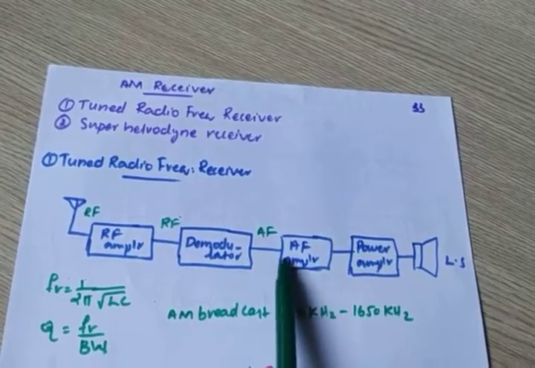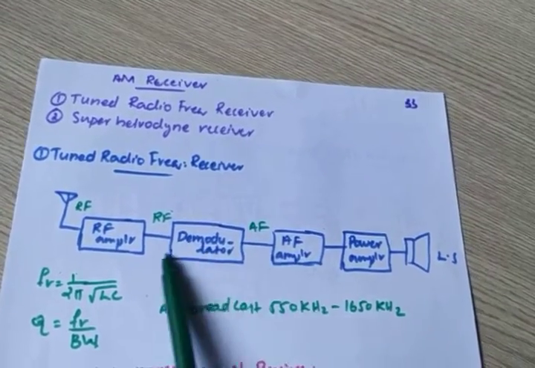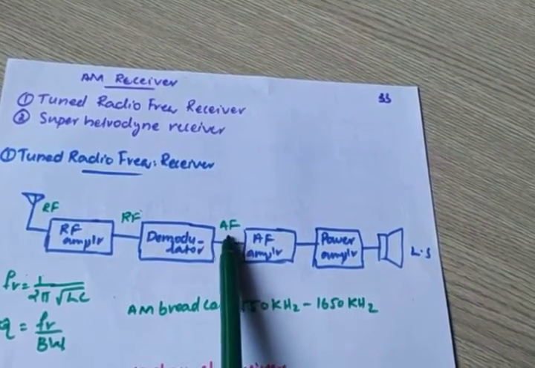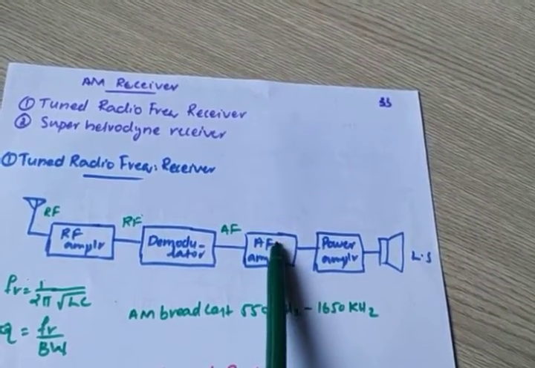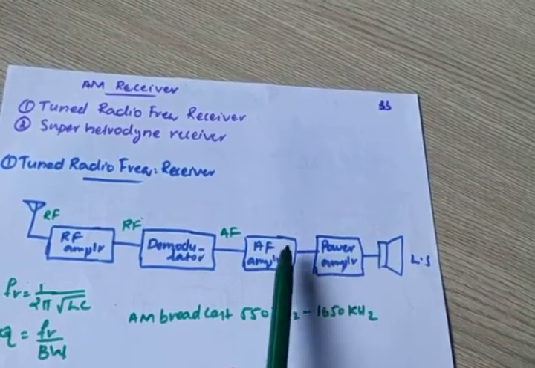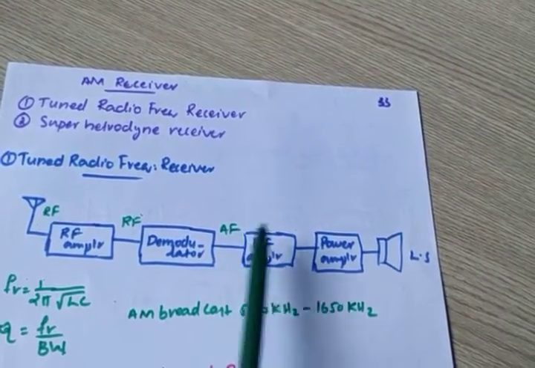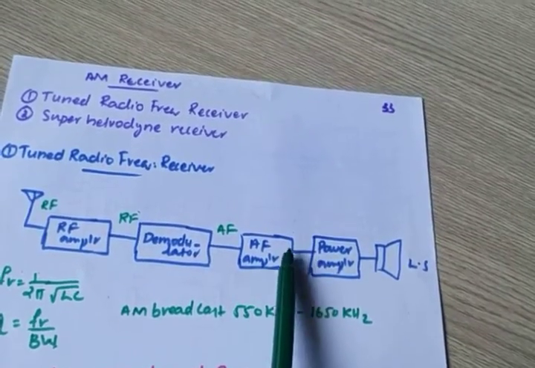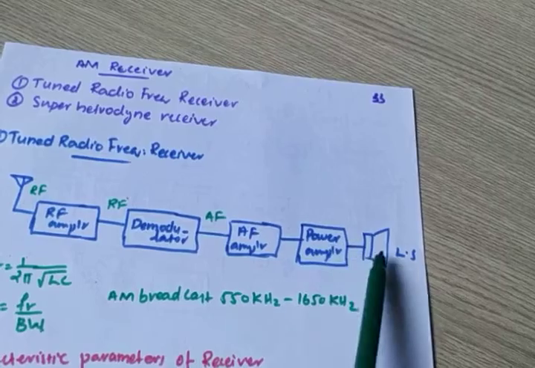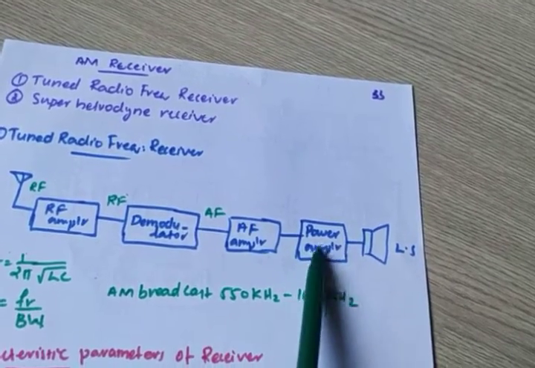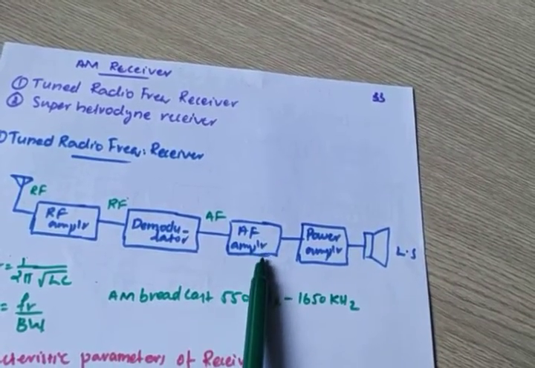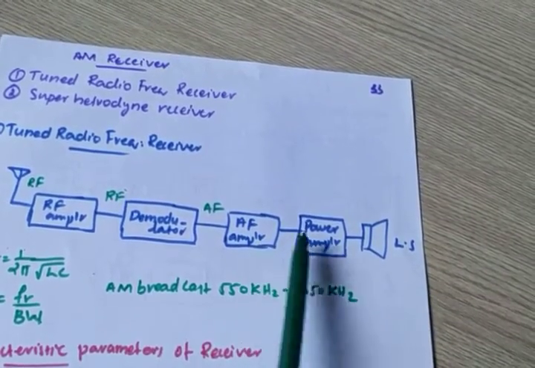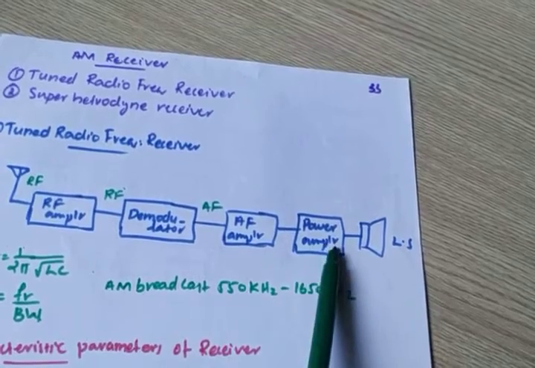and that AF is amplified by this AF amplifier, which is nothing but an audio frequency amplifier. The demodulated signal may not have a sufficient voltage level, so we need to use an AF amplifier to amplify the received AF signal. Then the signal should be connected to a loudspeaker. Before that we need to give a power amplifier. Why? Because the signal may not have enough power, so we need to amplify the signal with the help of a power amplifier.